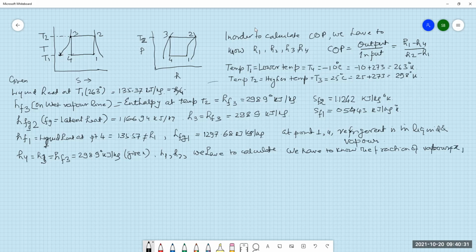Now, how will you do it? From the temperature entropy diagram, you see S1 is equal to S2 itself. The entropy at point 1 is equal to the entropy at point 2. Initially we don't know it, because at point 1 the entropy is not on the vapor line, but at point 2 it is on the vapor line itself. SF2 is given here as 1.142.